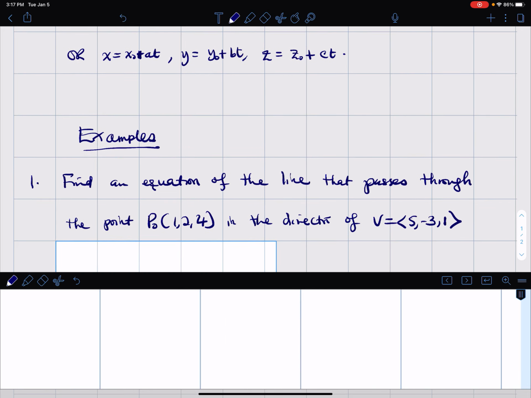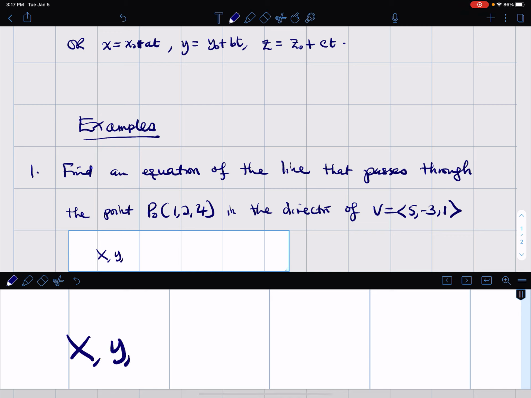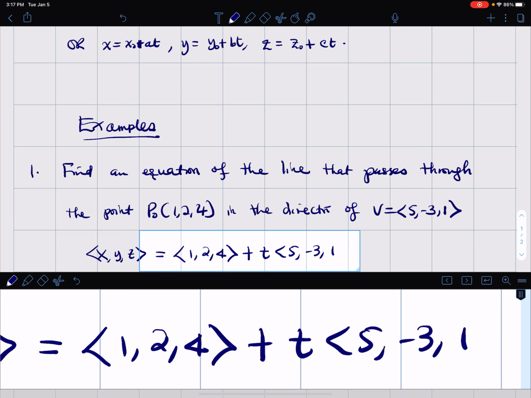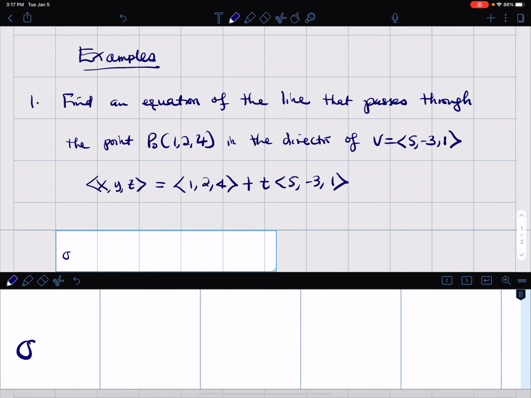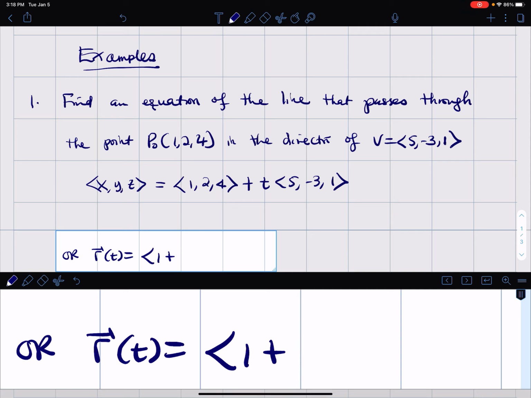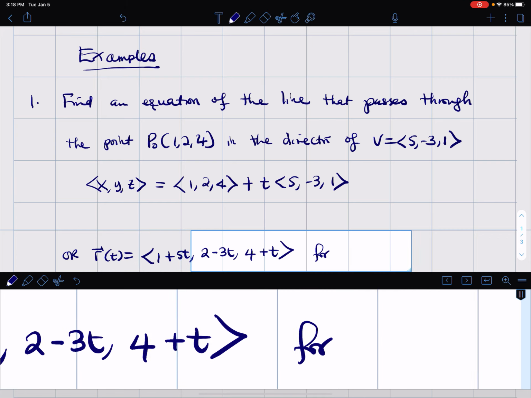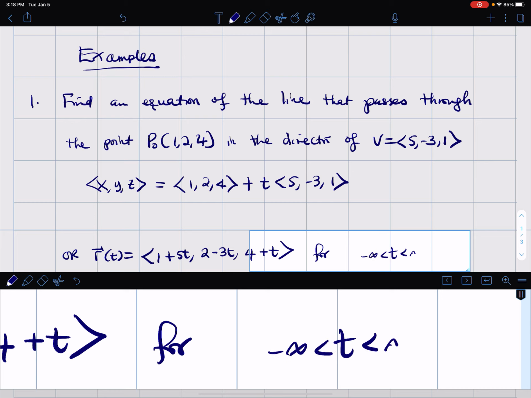All right. So this is quite easy. (x, y, z) is r0, which is the point here, (1, 2, 4), plus t times (5, -3, 1). Or we can write it as (1 + 5t, 2 - 3t, 4 + t), for t between negative infinity and infinity. All right, so that's the answer, actually. Very simple.